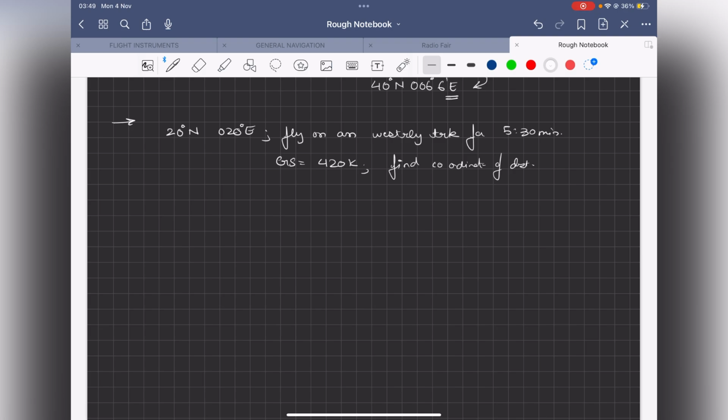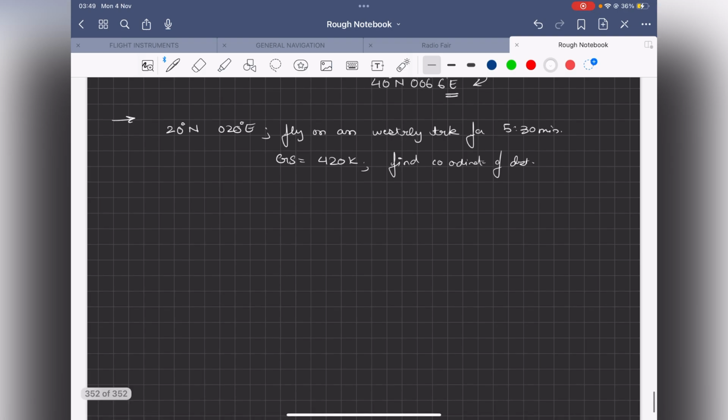How do I do this? Essentially, they have just given me the time and my speed, right? Departure is the distance. In my previous question, they had already given me the departure in the question, saying it's 1200 nautical miles. Here, I have to calculate what the departure is, knowing how much time I am flying and what speed I am flying at. So I know if I fly at 420 knots for 5 hours and 30 minutes, how much distance am I going to cover?